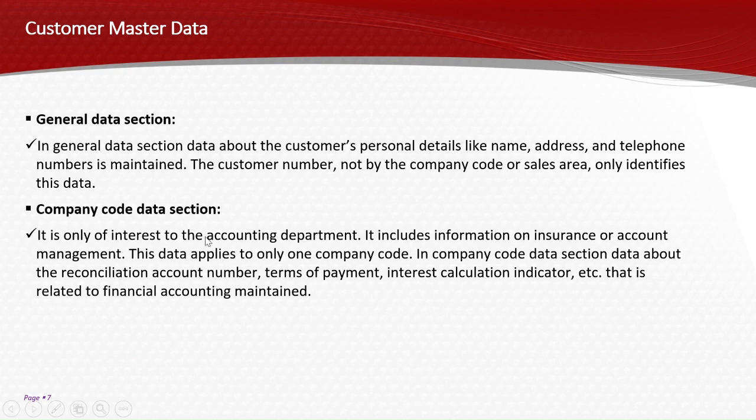It is only of interest to the accounting department. It includes the information on insurance or account management. This data applies to only one company code. In the company code data section, data about the reconciliation account number, terms of payment, interest calculation indicator, etc., that is related to financial accounting, is maintained.